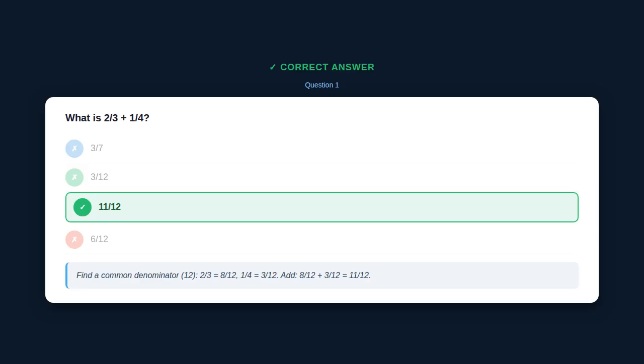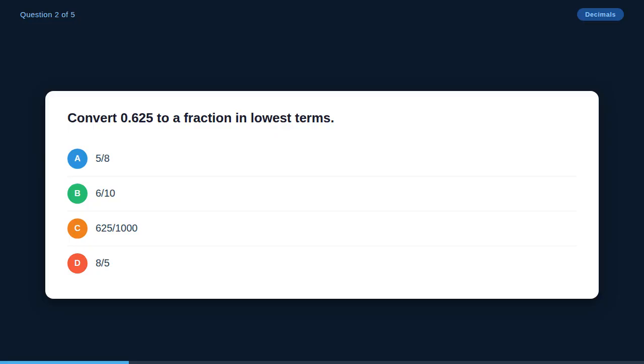Question 2 of 5. Convert 0.625 to a fraction in lowest terms. Option A, 5/8. Option B, 6 out of 10. Option C, 625/1000. Option D, 8/5.